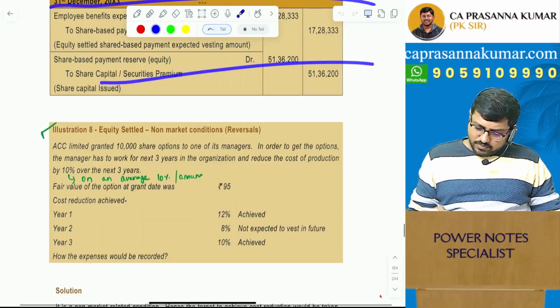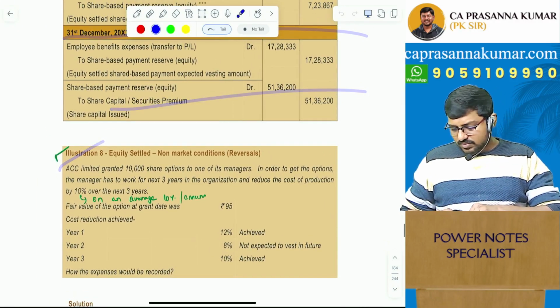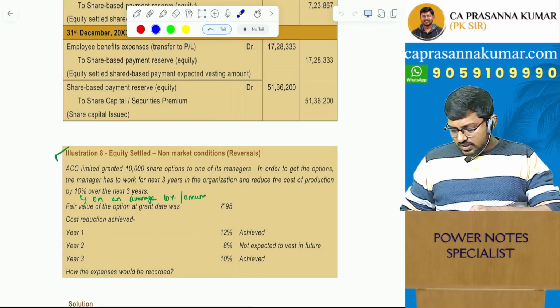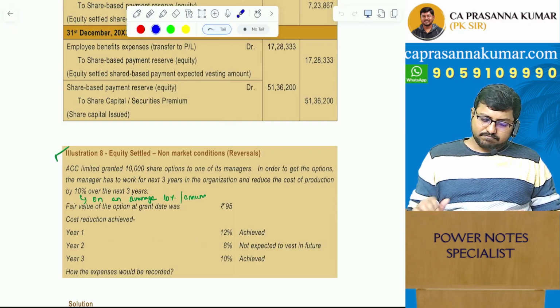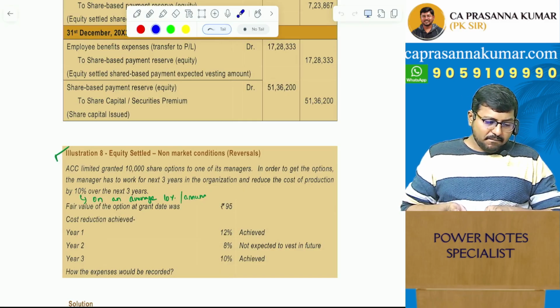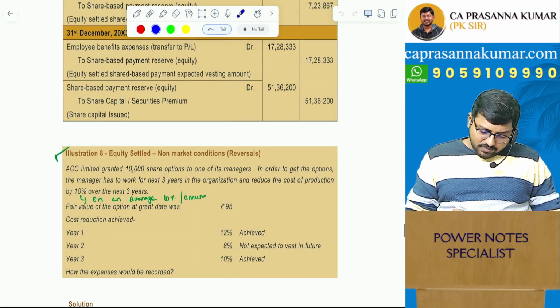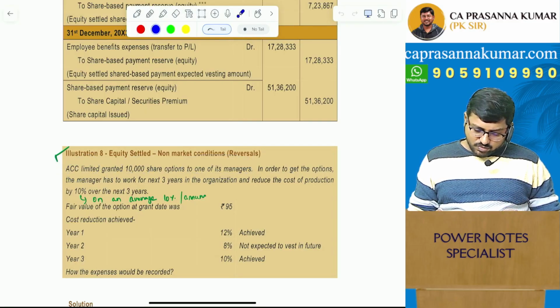Chalo, let's go to illustration 8. Ready? ACC Limited granted 10,000 share options to one of its managers. Again, it's a special person over here. For one manager, he gave 10,000 share options.